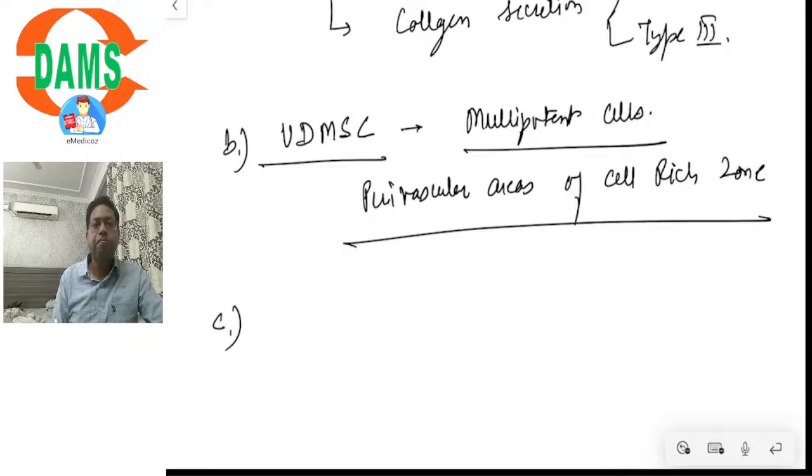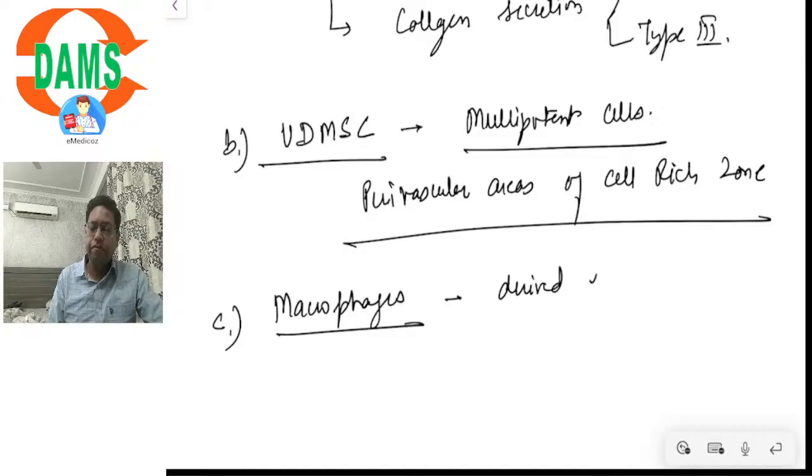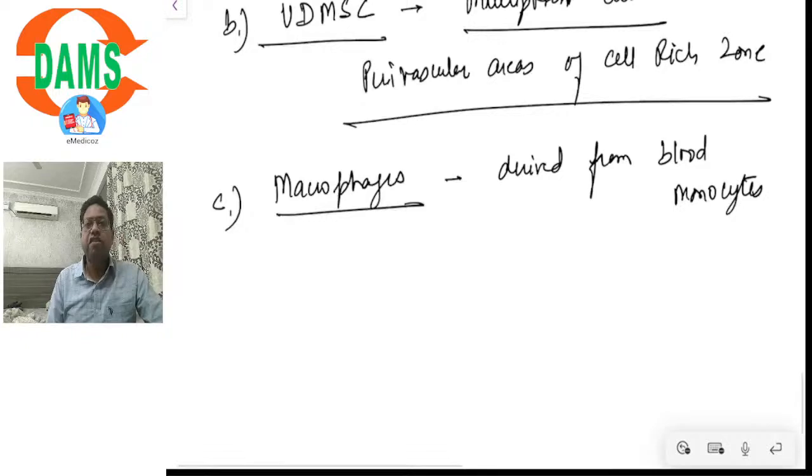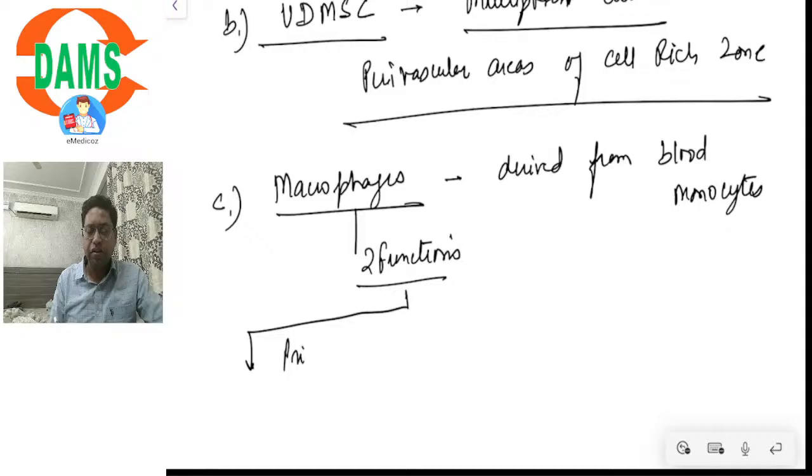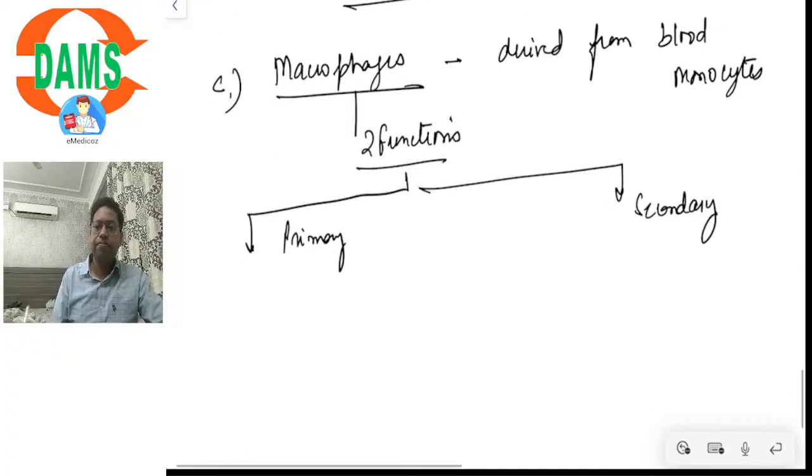The third population of cells are the macrophages. They are derived from blood monocytes. Monocytes are the progenitor cells which are present in the circulating blood. They give rise to macrophages. The macrophages have got two functions: one is the primary function and another is the secondary function.